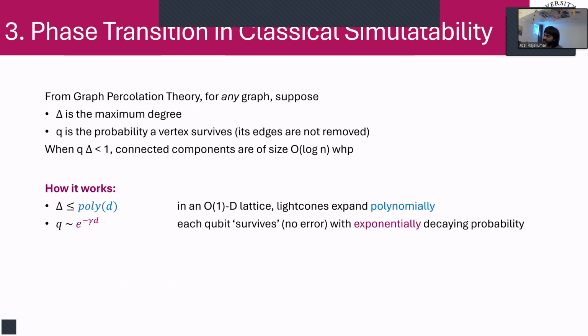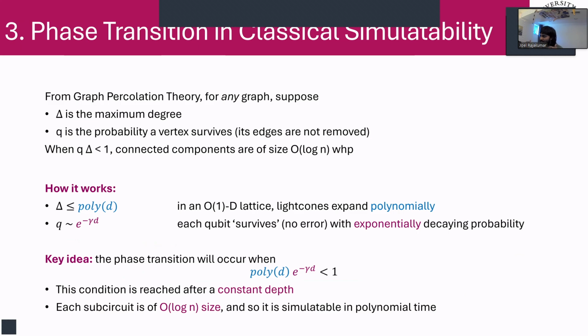But at the same time, since we're increasing the depth and moving the noise to the beginning, there's a certain probability a qubit survives the first channel, and then the probability it survives the first and the second builds up, and the first and the second and the third, and actually this buildup is exponential. So each qubit survives, doesn't have an error, with exponentially decaying probability. So just applying this percolation result, the phase transition will occur when poly(D) times e^(-gamma D) is less than 1. And this happens after constant depth. And this is where you get this phase transition at constant depth. And after that, each subcircuit is of log n size, and it's simulatable in polynomial time.